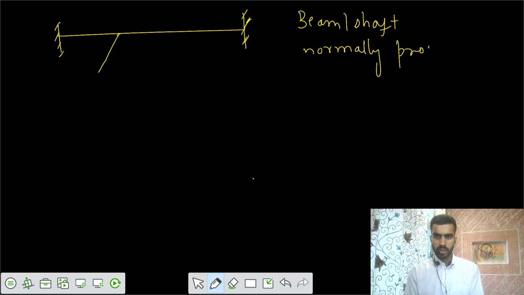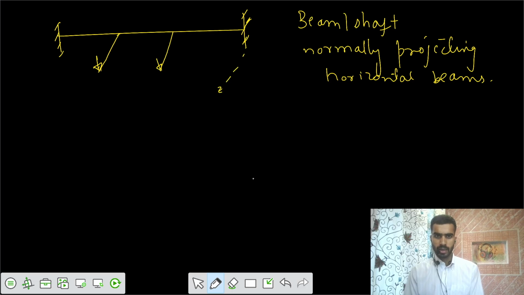normally projecting horizontal beams. So we had that projected two beams. They are in the z direction. You can say this is z direction, this is x direction, this is y direction.